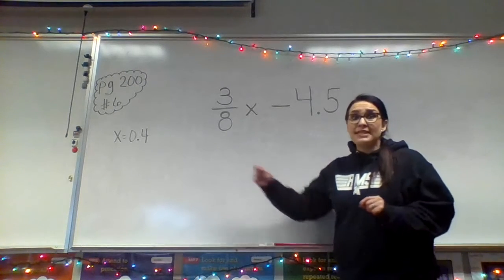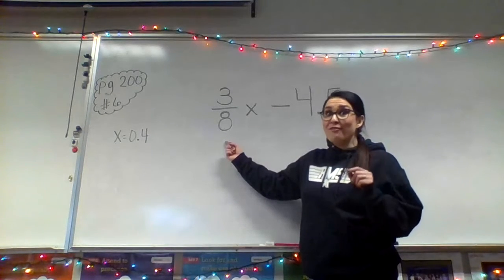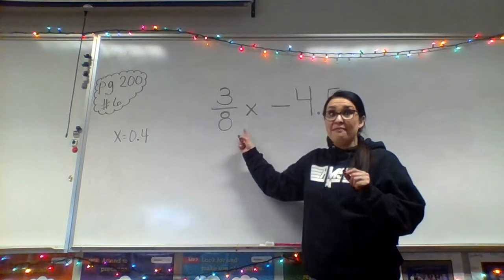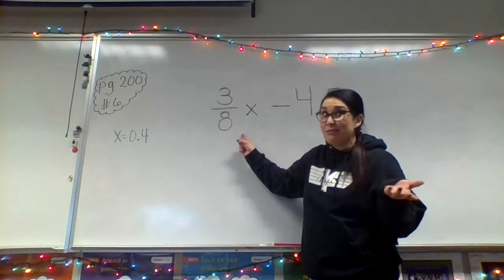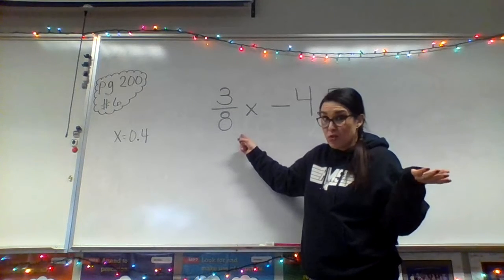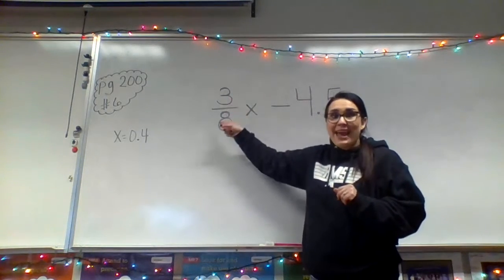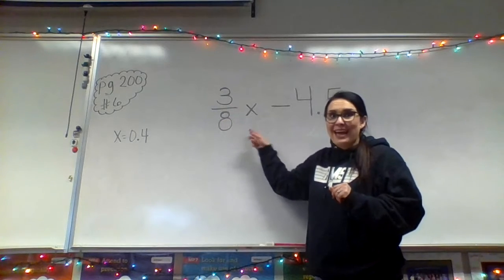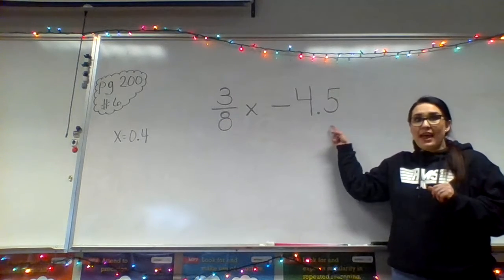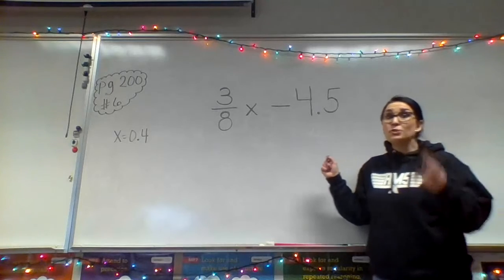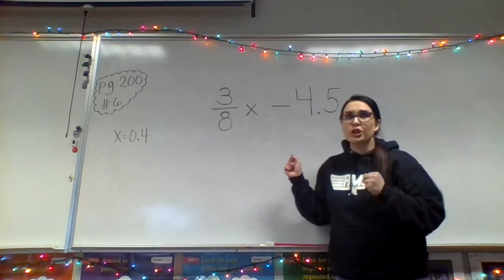Now you'll notice in this problem, I have a coefficient, right, with a variable. Yeah, coefficients can also be fractions. They can also be decimals. Pretty cool, right? So we have 3/8 times my variable, which is x, minus 4.5. Notice we have two terms in this expression.